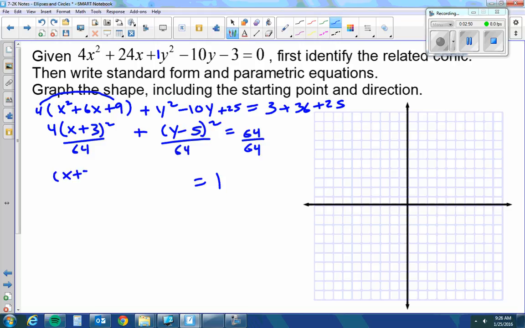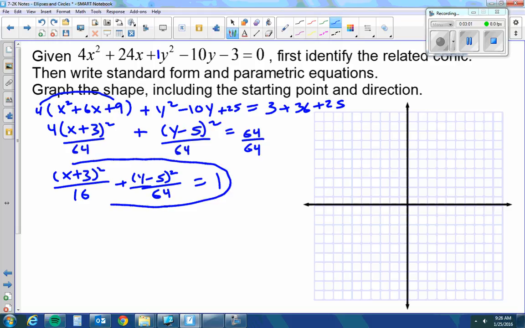This is x plus 3 squared over 16, plus y minus 5 squared over 64. And there's a standard form. Once again, we were given general form, pretty much. It wasn't quite in order, but that's general form. We want a standard form for our ellipse. We're supposed to get parametrics, but I'm going to graph the thing first, and then we'll go back and do the parametric equations. Where's the center?